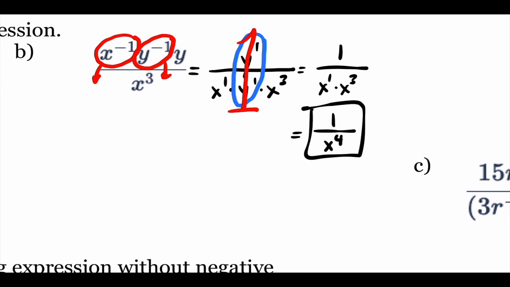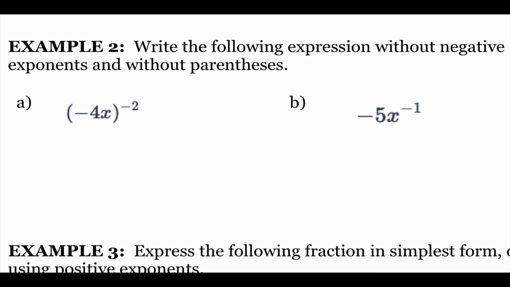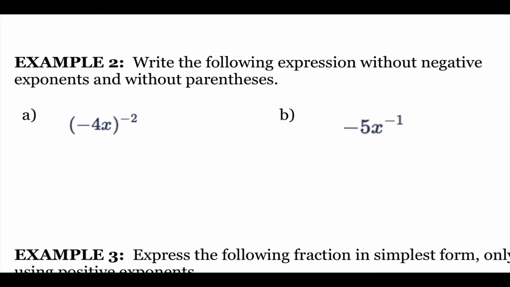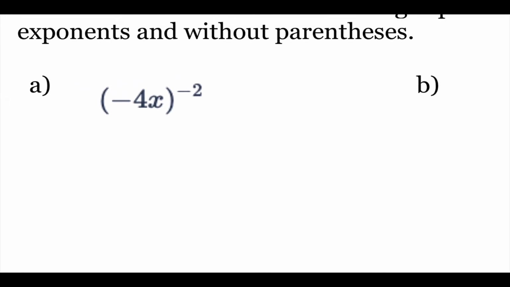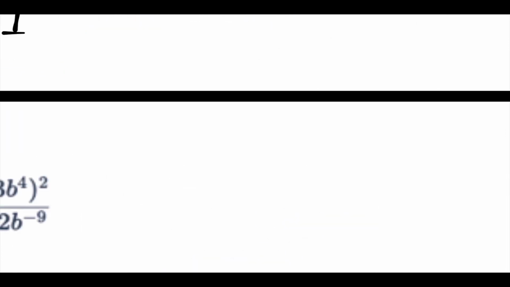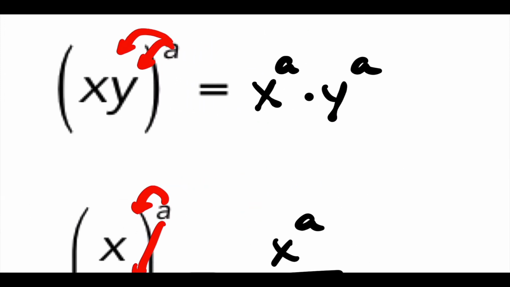All right. Now let's look at these guys here. 2a. Write the following expression without negatives and without parentheses. Okay. Parentheses. Now I have a parentheses to a -2. I have a -4 and an x on the inside. So I have a rule for that. The rule said if I have multiple things to a power, they both get that power.